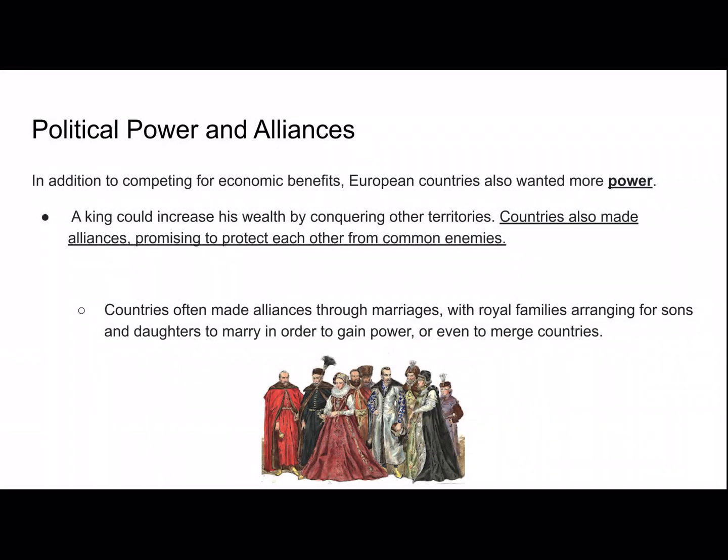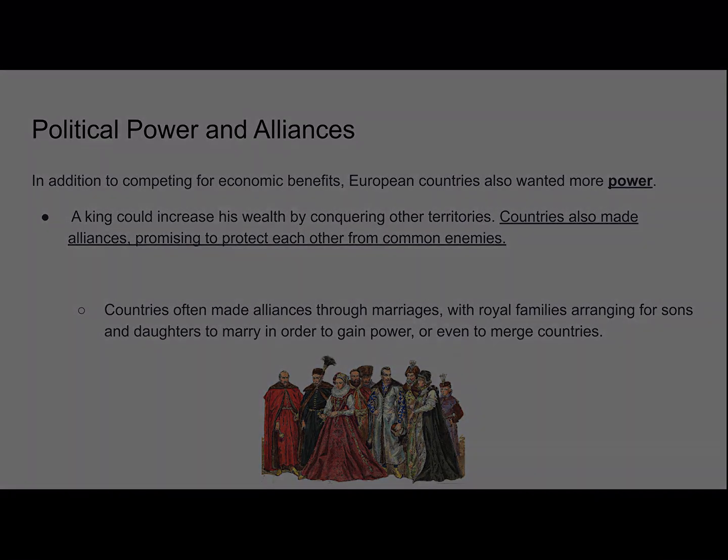All right, another major influencer during this time period is the political power and alliances. So in addition to competing for economic wealth, Europeans are also competing for power. They want more power. They're very greedy in this case. And so a king is going to increase his wealth by taking over and conquering territories. So countries made alliances by promising to protect one another and to keep each other safe from common enemies. And then also, countries make alliances through other means, things like marriage. So it was not uncommon for princes and princesses, or sons and daughters, to marry one another from different countries in order to gain those alliances, to gain power. And then that would allow them to merge their countries together.